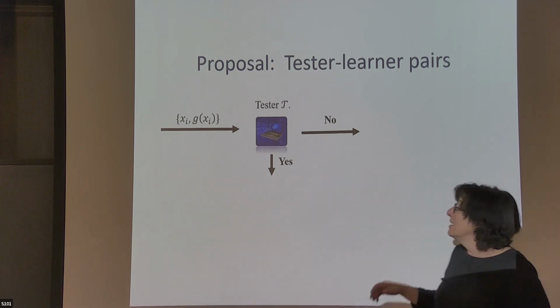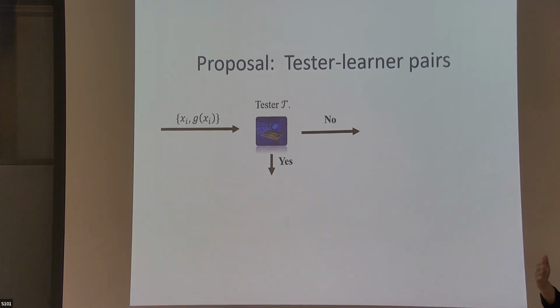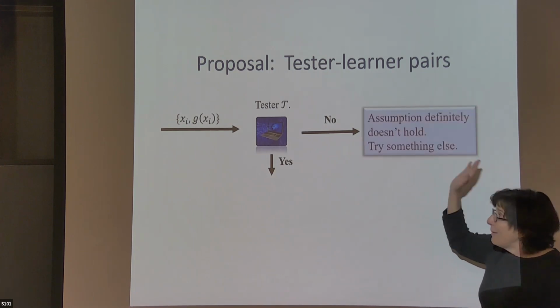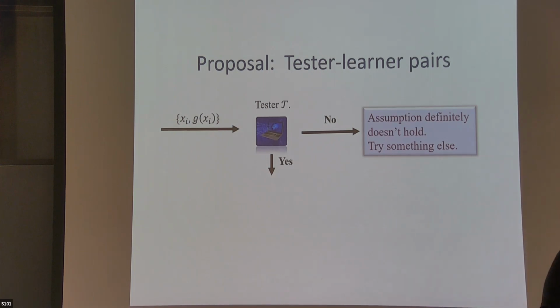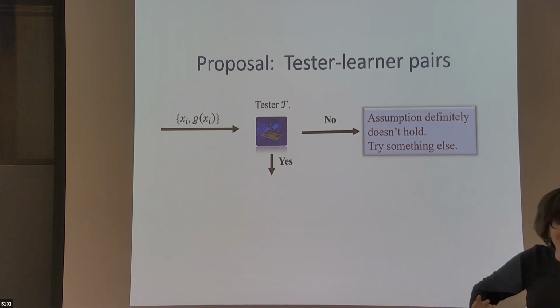So here's the proposal: to think of the tester and learner as a pair. The idea would be this. Your data comes in, it runs through the tester. Now the tester may actually test something weaker than what you're assuming for your agnostic learner. But if it fails this tester, then it definitely doesn't satisfy the distributional assumption. So you just get rid of it, you forget about it, you're not using this algorithm.